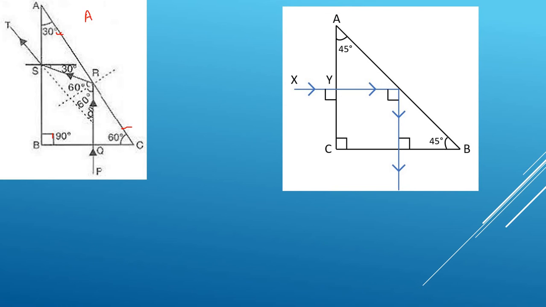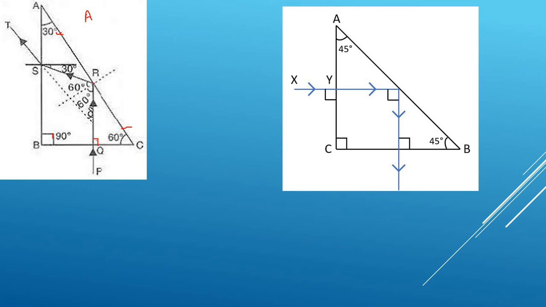Light is entering from PQ. So as I told you, go step by step. So at BC surface, this is 90 degree. So it will pass undeviated and fall on the AC side. So at AC side, when it falls, as you can see, it will go undeviated here.